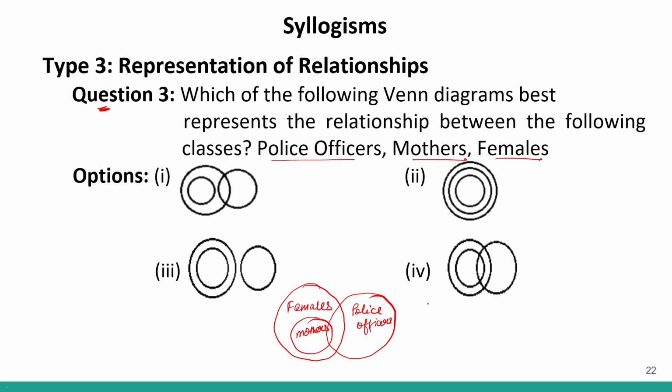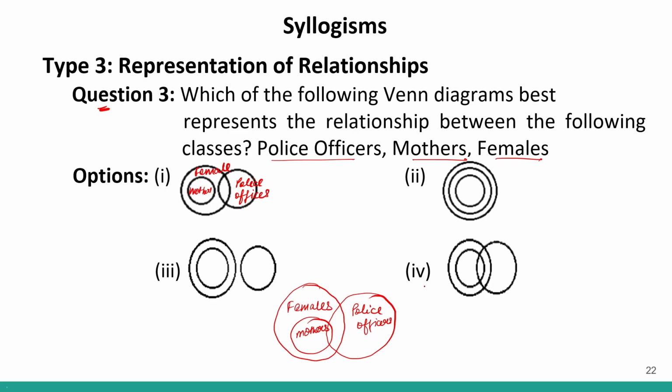So now we have 2 options, option number 1 and option number 4. But look closely. In option number 4, if I say this is my female, this is my mothers and this is my police officer, I can see there is no overlapping between mothers and police officers. In this particular diagram, they are separate entities. But can it be true? No. There could be police officers that are females and are mothers. There are many police officers that are mothers as well. So this is not the correct representation.